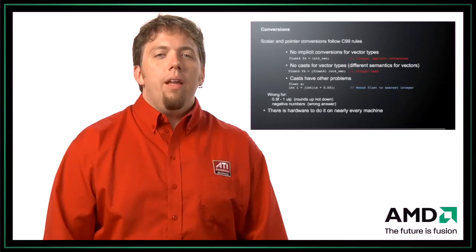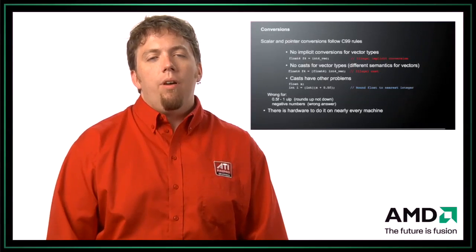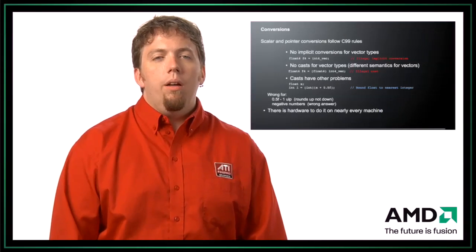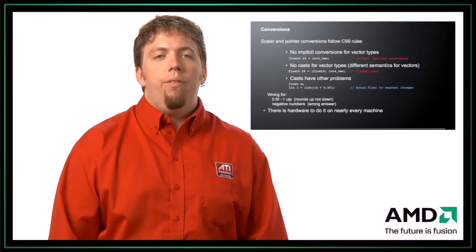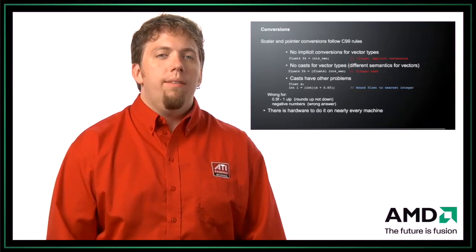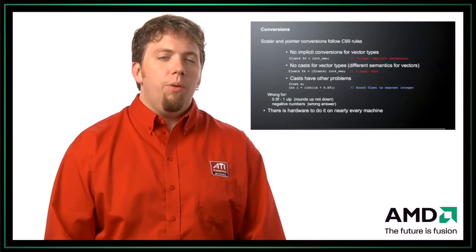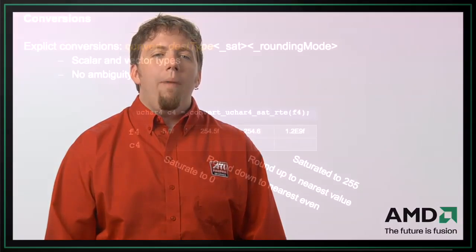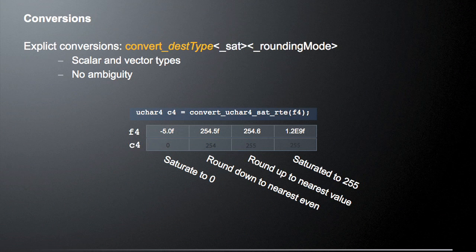The nice thing is that basically every machine nowadays has hardware to do this, so it's not going to be painful for you, and it's not going to cost very much execution time. It's much better to be explicit and say what behavior you want, instead of relying on what the machine's doing without knowing explicitly what you're asking for. Let's give a quick example of an explicit conversion from one type to another. It uses this basic format: convert underscore destination type, and then the saturation mode and the rounding mode. This works for scalar types and vector types, and there's no ambiguity.